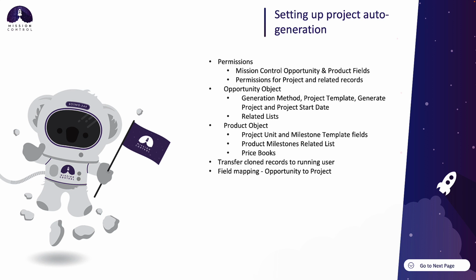Lastly, I'll be going over two settings that are available within Mission Control. The first one allows you to transfer the Salesforce record ownership to the person who initiated the auto generation process. I'll talk about some use cases for that and when you want to enable that setting. And I'll also talk about field mapping and how you can have data from the opportunity carried over to the project.